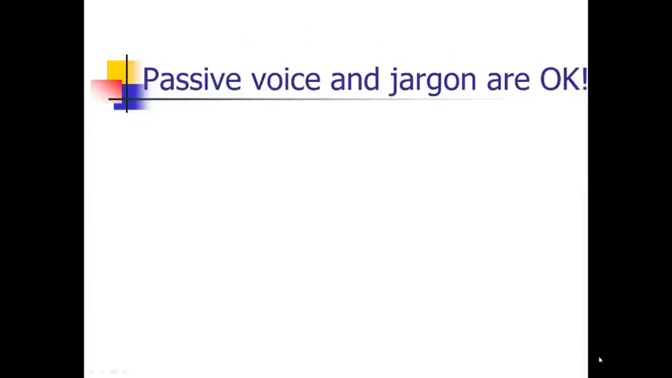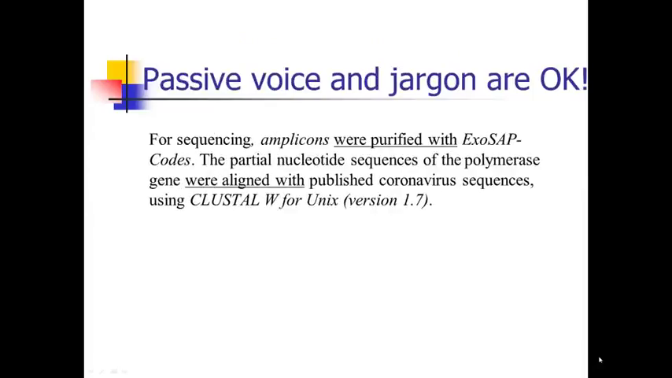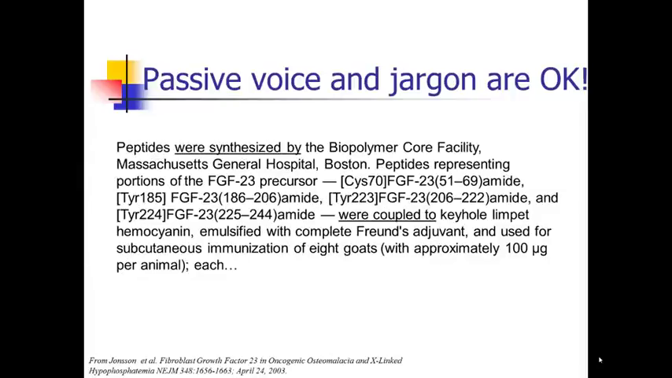So again, passive voice and even jargon is okay in the method section, unlike the rest of the manuscript where I'm going to tell you to use less jargon and use active voice. For example, in this paper, they said, "For sequencing, amplicons were purified with ExoSAP." There's a lot of jargon, and it's in the passive voice. "Polymerase genes were aligned with published coronavirus sequences using Clustal W for Unix." All of that jargon is appropriate there. We need all of those details about specific technical details. So in the method section, it's perfectly appropriate, and again, okay to use the passive voice.